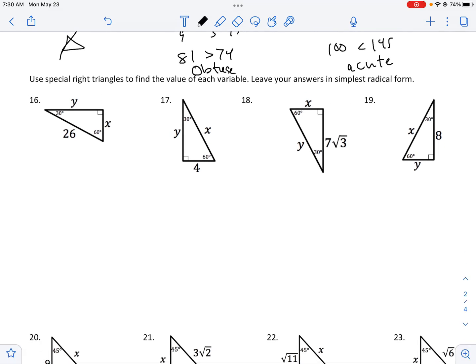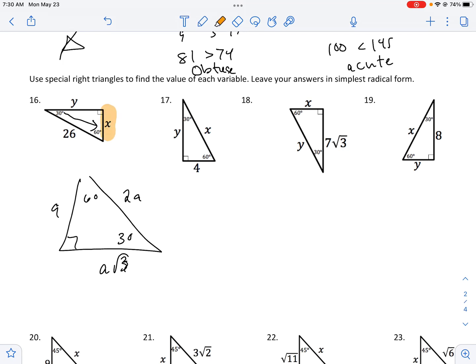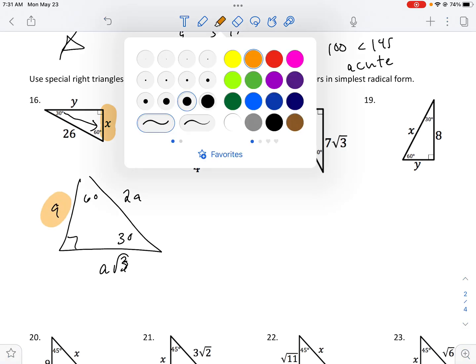Then you've got your special right triangles. Just a reminder, for a 30, 60, 90, your sides are A, A square root of 3, and 2A. So if we look here, it tells us this is X. So we kind of know what we're doing is just setting this stuff up. X is across from 30, A is across from 30.